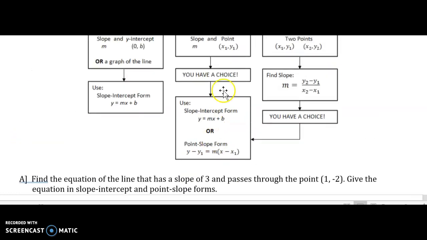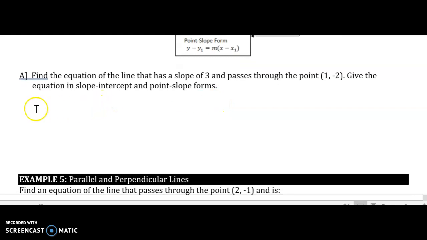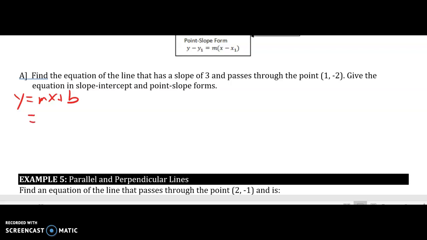So here we're given the slope and a point, so I can either use slope-intercept form or point-slope form. My personal preference, and again, you might have a different preference, I like to use y equals mx plus b. Bring in those parentheses, I just feel like you're asking yourself for some issues. So my slope is 3. My x is 1. I don't know my y-intercept. I got to find it. And my y is 2. So that's 3. Subtract 3. What do you get? Negative 5 is b.